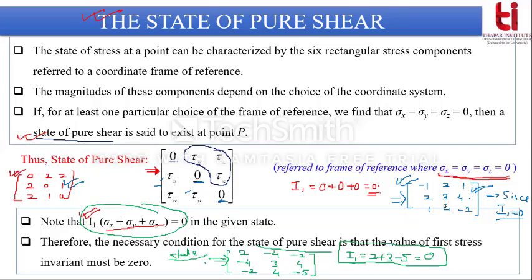ठीक है, तो स्टेट ऑफ प्योर शियर की कंडीशन निकालने के लिए हमें सिर्फ ये देखना है कि सम ऑफ, क्योंकि अभी हमारे पास आगे धीरे धीरे हम कुछ स्पेसिफिक केसेस डिफाइन करेंगे, लाइक स्टेट ऑफ प्लेन प्योर शियर, व्हाट इज ऑक्टाहेड्रल प्रिंसिपल हम ऑलरेडी डिफाइन कर चुके हैं. ठीक है, तो उनके हर एक के कॉरेस्पॉन्डिंग कोई ना कोई कंडीशन होगी. So corresponding to state of pure shear, the condition is that the first stress invariant must be zero.